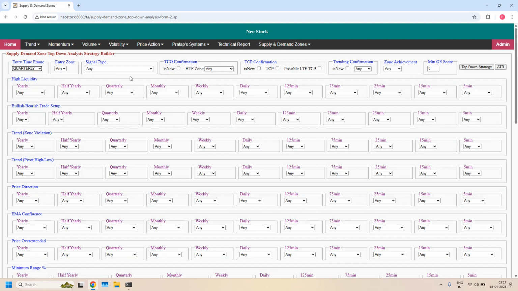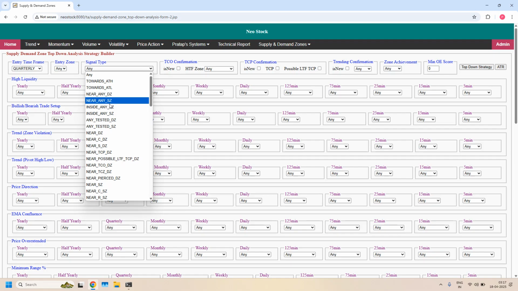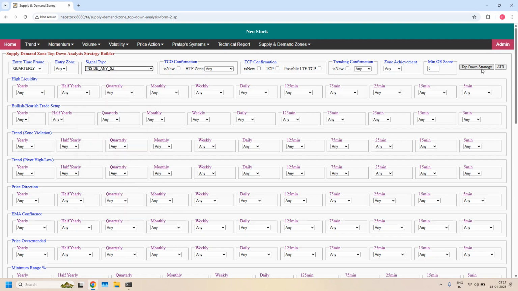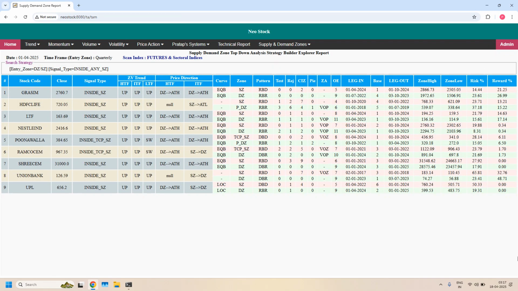quarterly time frame. Price closed inside the quarterly supply zone. We got 9 stocks. So let's verify out of these 9, how many quarterly supply zones are having quarterly EMA confluence.